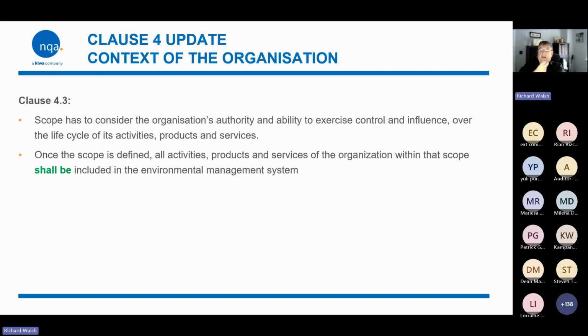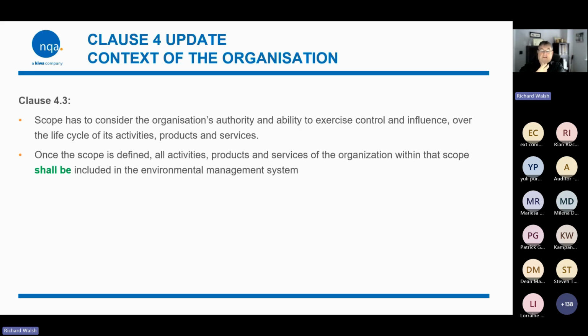So it's thinking about the value chain, looking upstream and downstream in terms of what level of control or influence we have over purchasing, our suppliers, maybe our customers, maybe how our customers use our products, how they dispose of maybe packaging if we're selling things in packaging. So we have to consider what ability we have, and that becomes a part of the scope of the system.